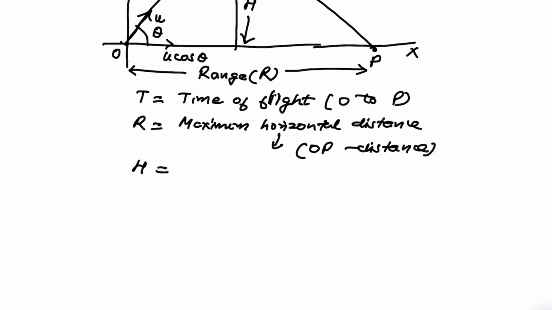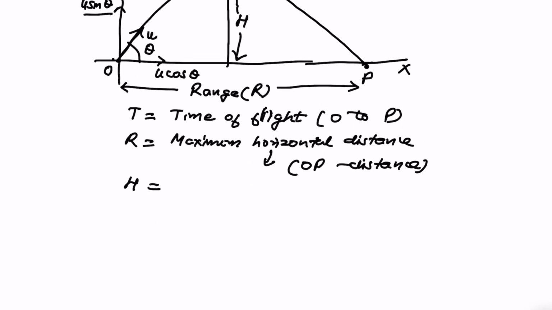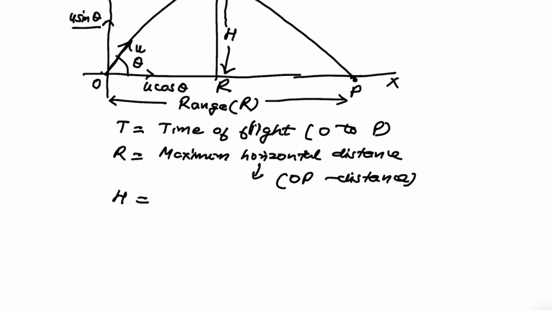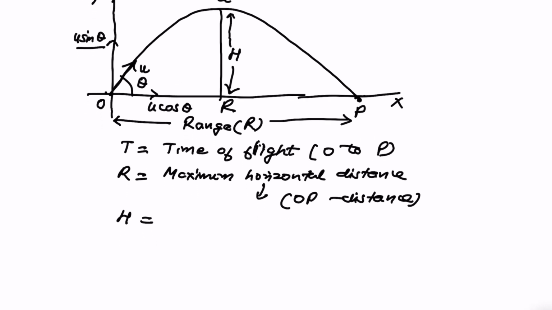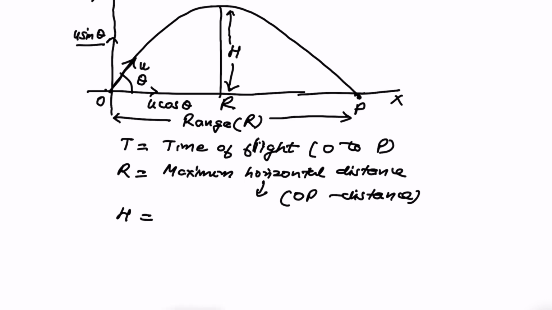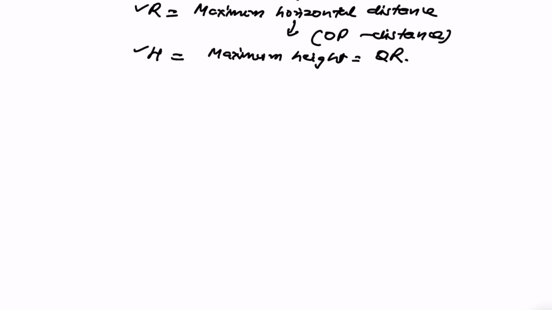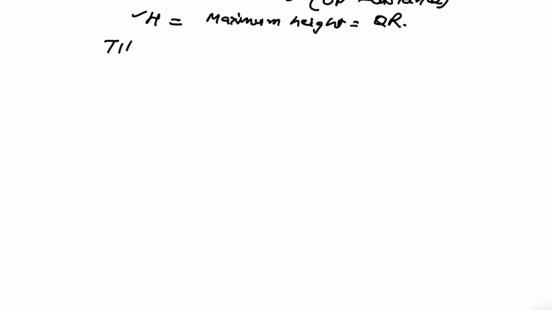Then height. In the diagram, if I denote this point by, say, R, then this QR will be known as the maximum height. So maximum height will be equal to QR. Now we have to derive the formula for these three quantities: time of flight, maximum height, and range. So first of all, we will derive the formula for the time of flight.